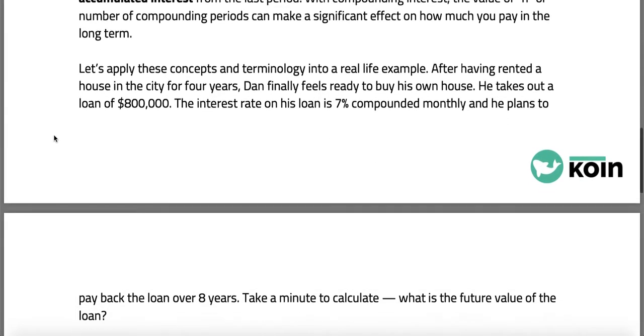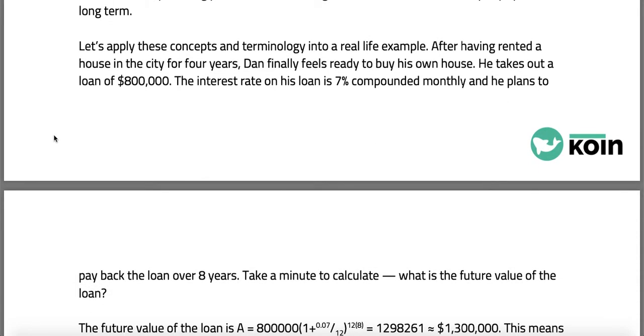Let's take a look at an example. Say that after renting a house in the city for 4 years, Dan finally feels ready to buy his own house.